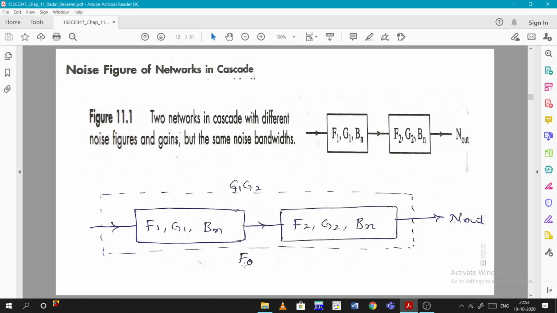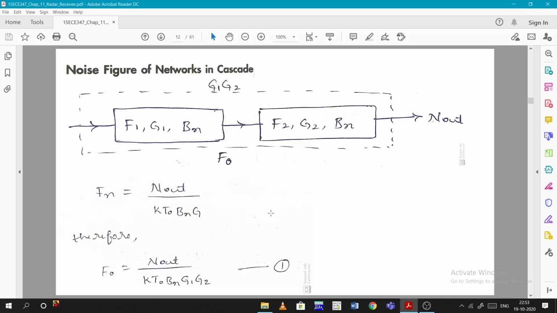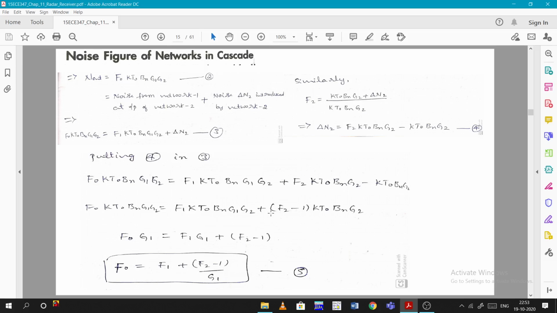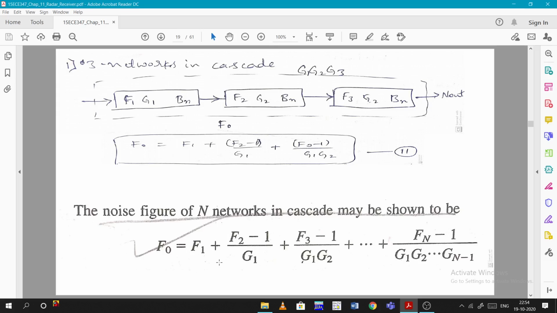When you combine them in cascade, the resultant noise figure can be written as F0. For the total gain, we know that for systems in cascade the gains are multiplied, so G1 G2, and the output is N0. From this, when you derive, we get an equation like this: F0 = F1 + (F2 - 1)/G1. This is for only two networks in cascade. If there are n networks, the formula becomes like this.